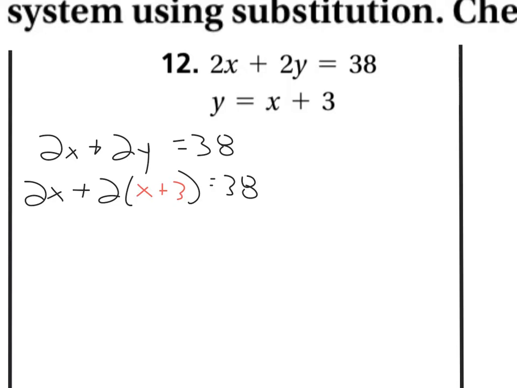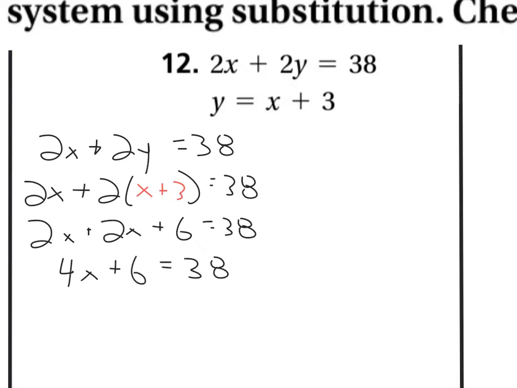The whole point of this is that we are taking an equation that contains two variables, meaning we'll never be able to nail down one because if one changes, the other one changes. And we're turning it into an equation with just a single variable, in this case x, and that becomes solvable with a single equation. So 2x plus, and we distribute here, 2 times x is 2x, 2 times 3 is 6, equals 38. 4x plus 6 equals 38.